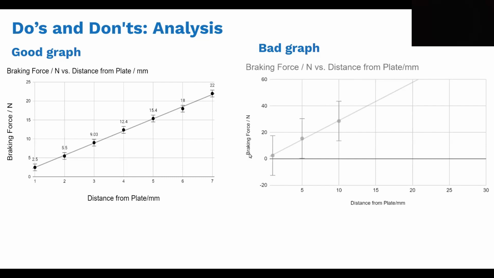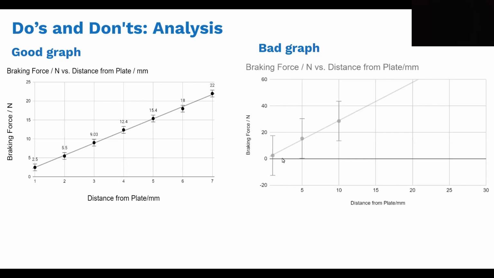Secondly, I will also say that the axis labels are too small. If you compare the axis labels on the good graph versus the bad graph, you will see that the good graph has much bigger and much easier to read labels. This might confuse your reader.